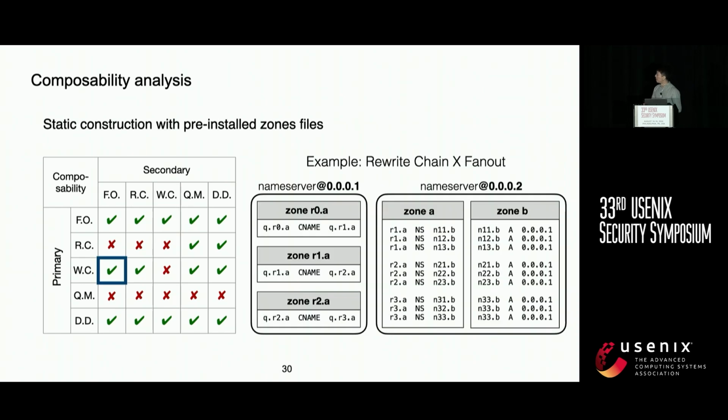A composition can be constructed statically or dynamically. So here's an example of a static construction with pre-installed zone files on 2 servers. So it's for a composition of rewrite chain composed with the fan-out, where you can see each name on the chain installed on the first server initiates a fan-out primitive installed on the second server, right? So for dynamic construction, we can use a customized name server to generate answers on the fly to the queries according to a predefined pattern without actually hosting any zone files. And this would allow us to bypass some protocol level constraints of standard DNS implementations.